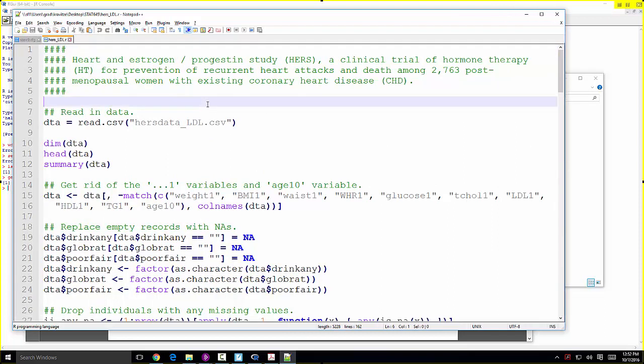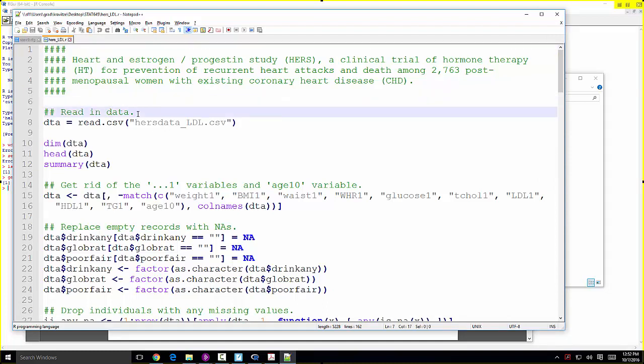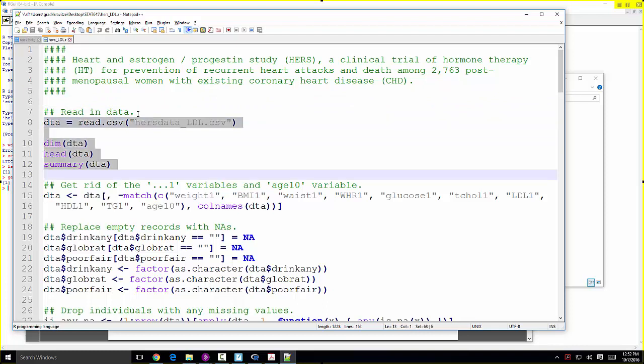And in our, let's see, we've got it set up right. So I'm going to just load in the data and take a peek. Remember, these are 2,800 postmenopausal women with existing coronary heart disease. They're in a clinical trial, and the purpose of the clinical trial is to investigate the effect of hormone replacement therapy. Some of them are in the control group, some of them are in the treatment group.